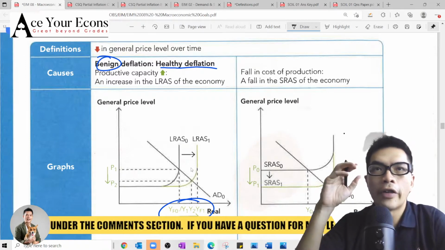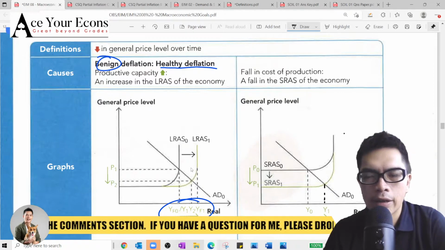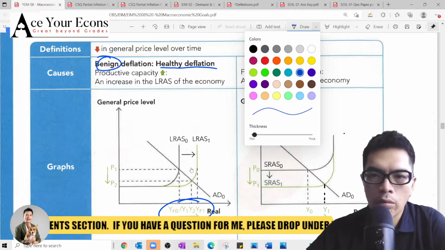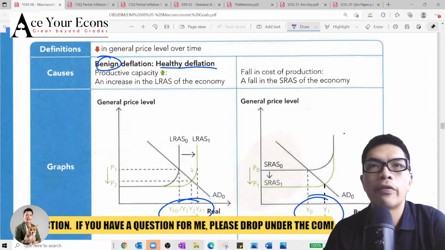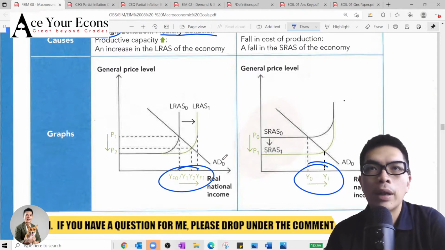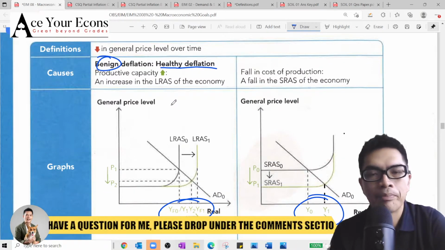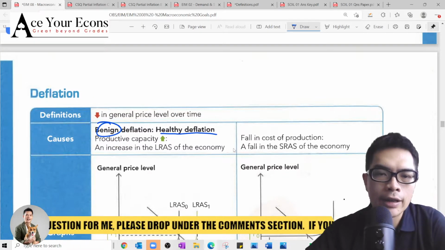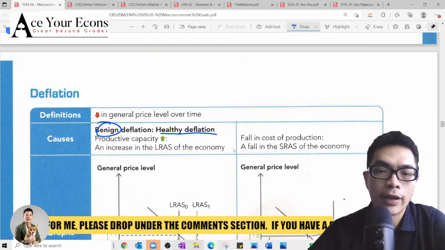Factors that cause a downward shift or a rightward shift in your AS curve are going to result in a higher RNY together with a fall in price level. So this is not harmful, this is harmless, or some of the schools use healthy. That's why we use malign and benign. But if your school doesn't use this term, you can just categorize them under AD or AS factors.